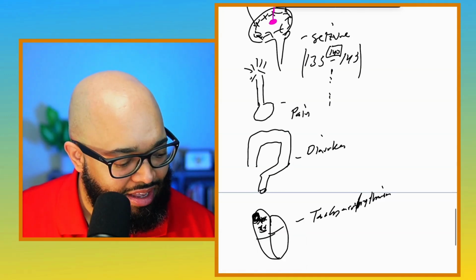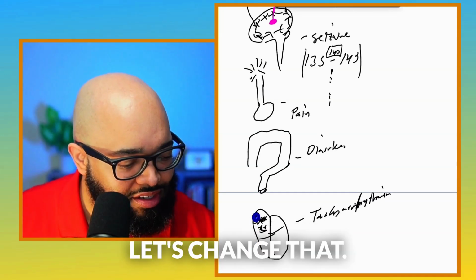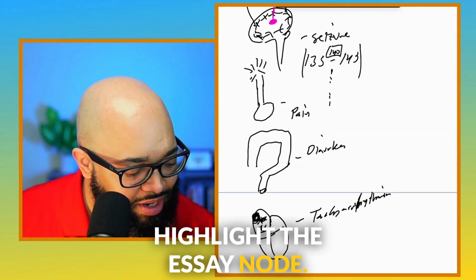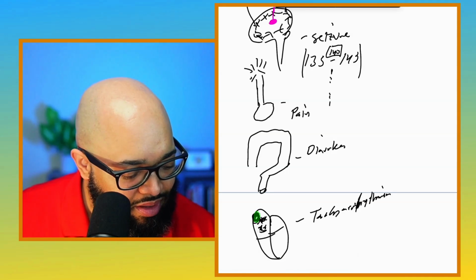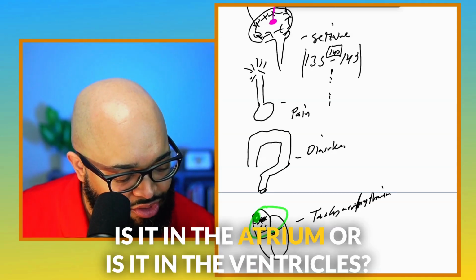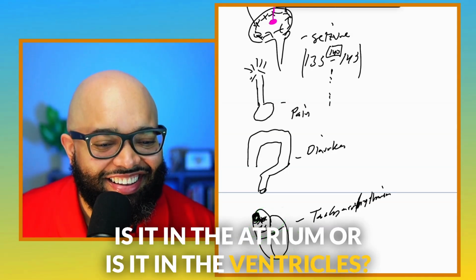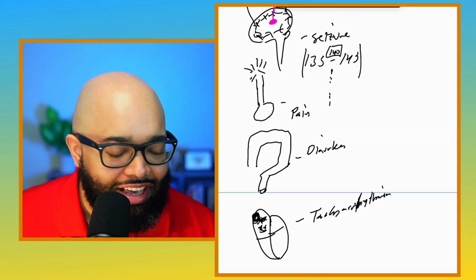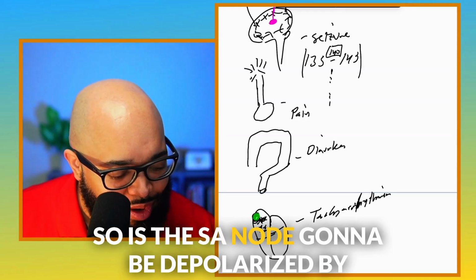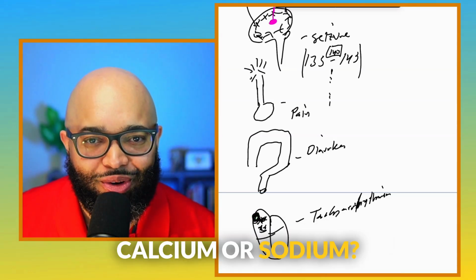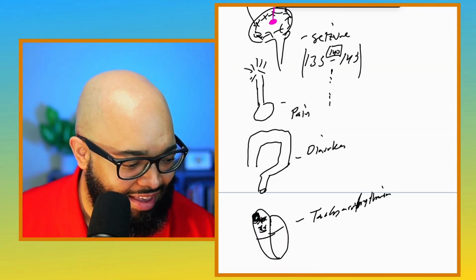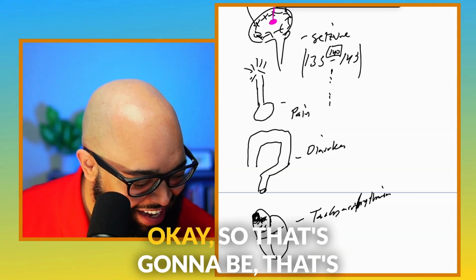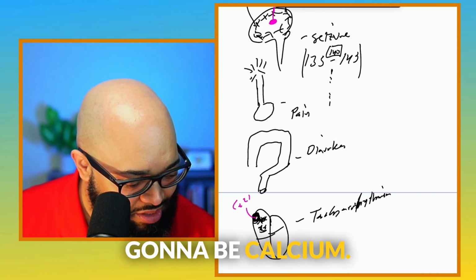Oh, sorry. The SA node right here. Let's change that highlighter. The SA node, is it in the atrium? This is the SA node. Is it in the atrium or is it in the ventricles? So is the SA node going to be depolarized by calcium or sodium? Okay, so that's going to be calcium.